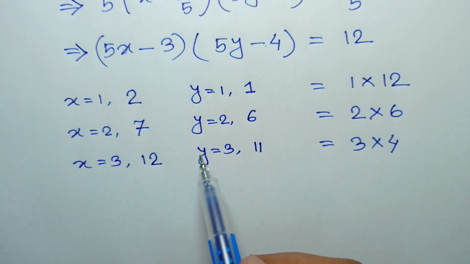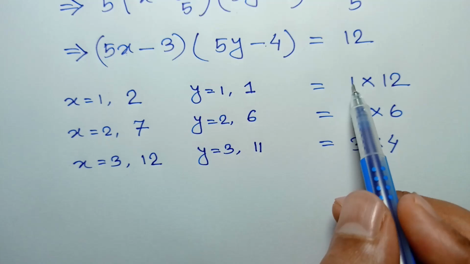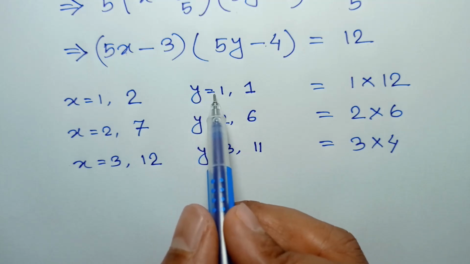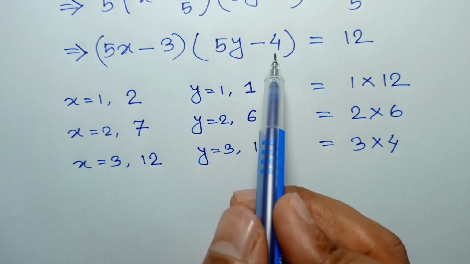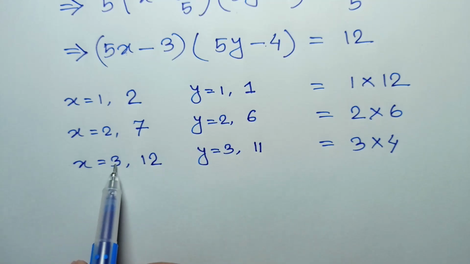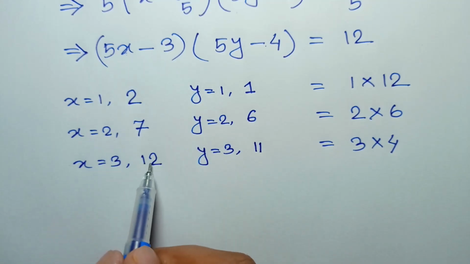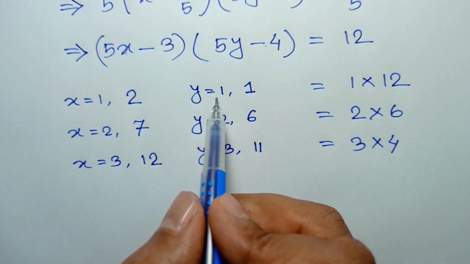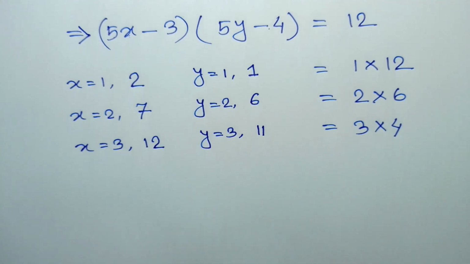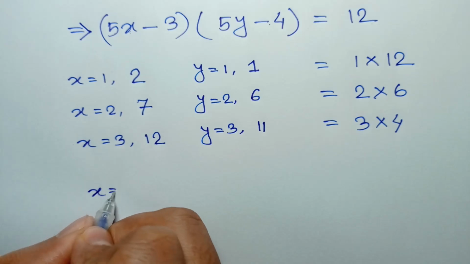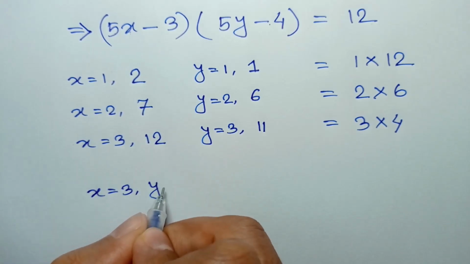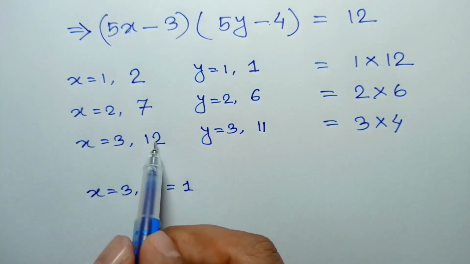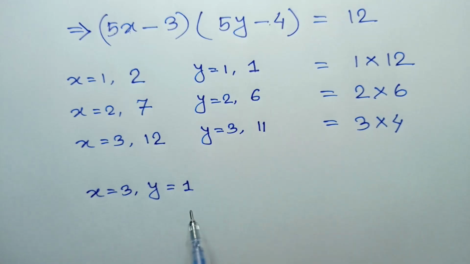Now if we try to make this combination 1 and 12, so here for y is equal to 1, then this value will be 1, and for x is equal to 3, then this value will be 12. So x is equal to 3 and y is equal to 1 is a solution of this equation. For x is equal to 3 and y is equal to 1, it will be 12 times 1 is 12.